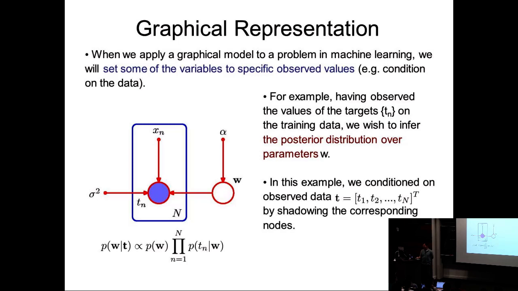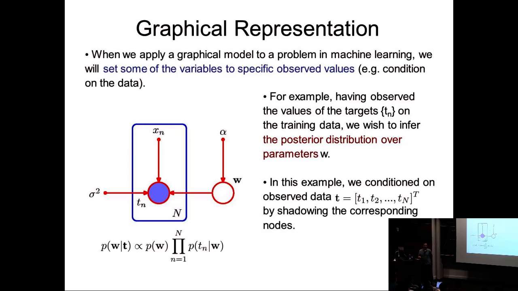If we want to apply the graphical model to a problem in machine learning, the idea is that some of these random variables we're going to fix to specific observed values. So think, for example, of training Bayesian regression on data. You get to observe targets, and maybe you want to figure out the posterior distribution over the parameters. Or if you're interested in MAP estimation, that comes down to doing least squares estimation, to find what these parameters are.